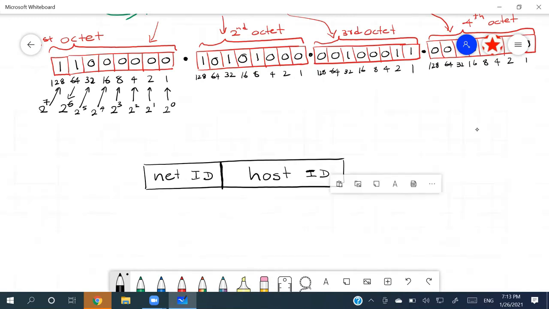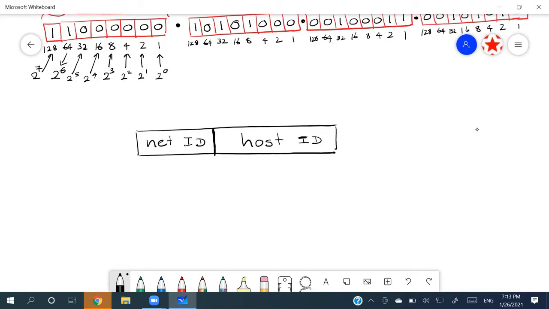Right? So why are these two things there? The net ID determines what the network is. Using the net ID we can identify whether this IP address is in the same network or not, right? So this determines the network.